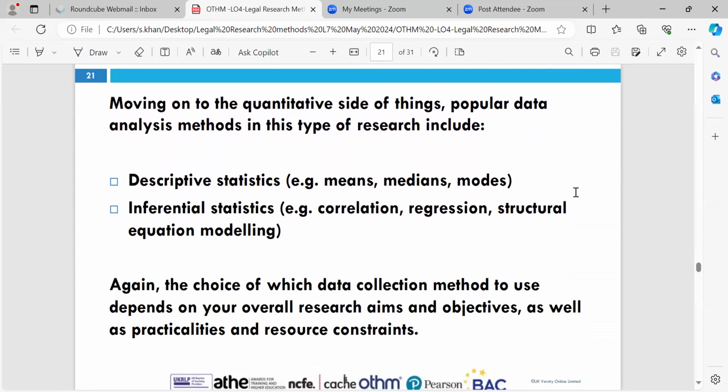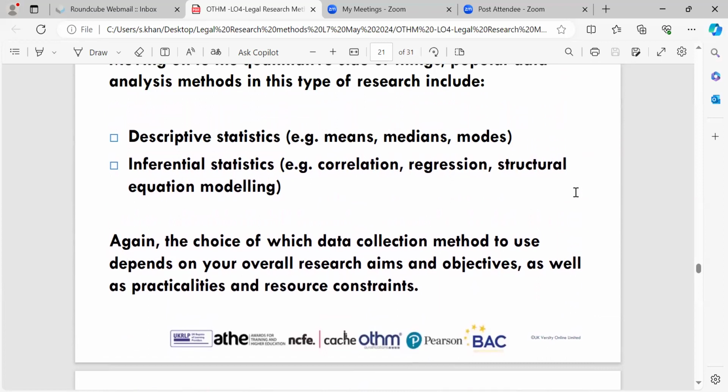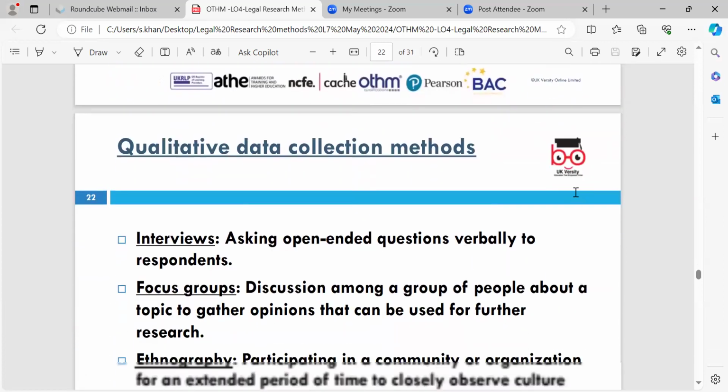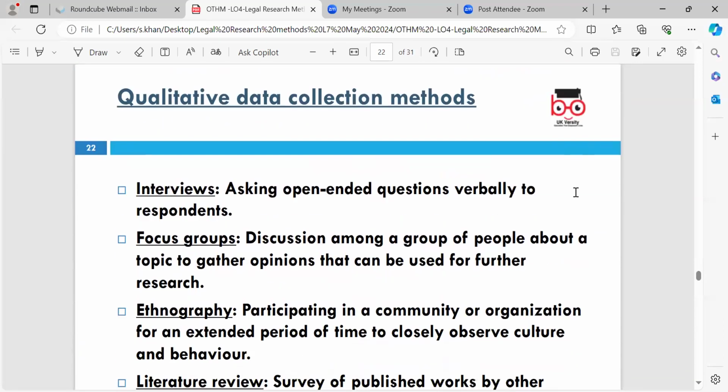Moving on to the quantitative side of things, popular data analysis in this type of research includes descriptive statistics, for example, means, medians, modes, and inferential statistics, which is correlation, regression, and structural equation modeling. Again, the choice of which data method to use depends on your overall research aims and objectives, as well as practicalities and resource constraints. And it's all about resource. If you're able to get the resource, it's important that you're able to do the data collection. So, qualitative data collection methods.